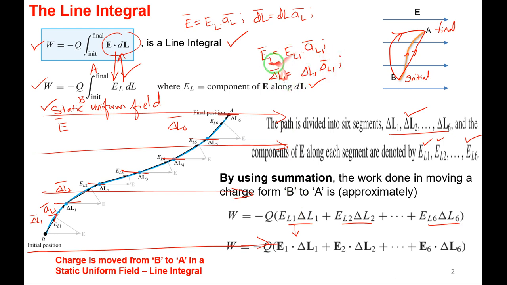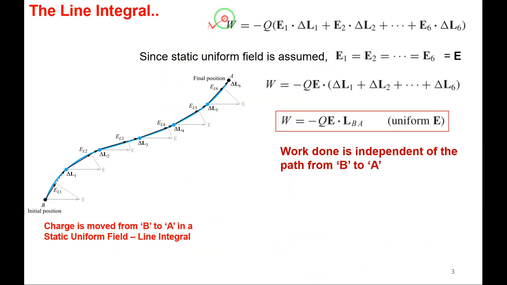So we can express it in terms of vectors: E1 dot delta L1. Similarly E2 dot delta L2, similarly E6 dot delta L6. All the 6 line segments are covered. The same equation is taken in the next slide, right?